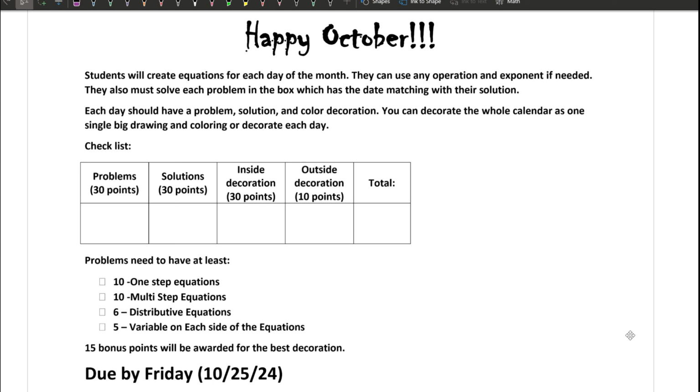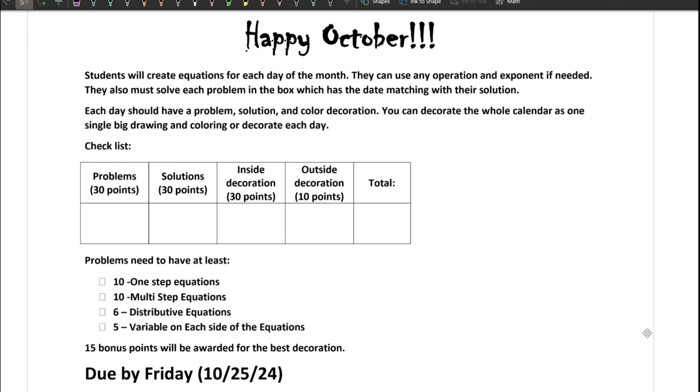Today we're going to talk about the calendar project. You will create 31 questions in total that have answers matching each day of the month. Then you're going to decorate your calendar in any theme that you like. The most common one is a Halloween theme because of October, but you don't have to decorate it that way. Any theme will be fine.